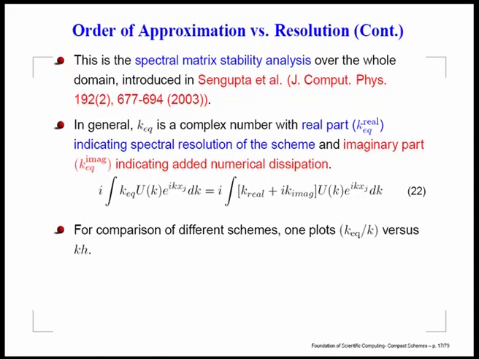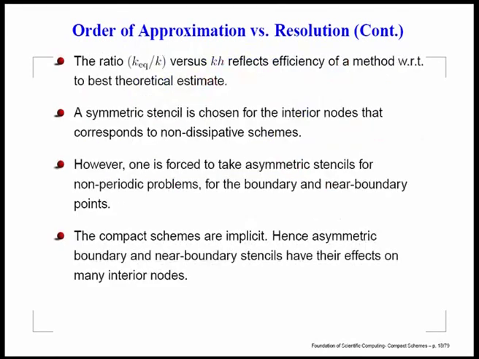So, that is why we will be plotting K equivalent by K, and of course, by now you are comfortable with the idea that instead of plotting it as a function of K, we will be plotting it as a function of Kh. Okay. That will make your job easier, because all the time we will be plotting between 0 and pi. That is the universal limit, right, set by the Nyquist limit. So, that is what I just restate here. The ratio reflects the efficiency of a method with respect to the best theoretical estimate that you can get through the spectral method.